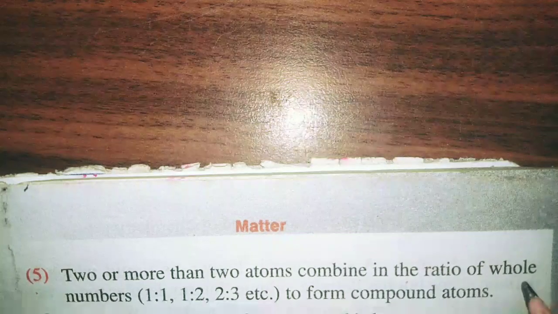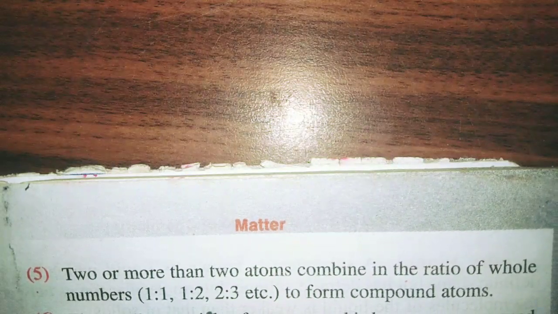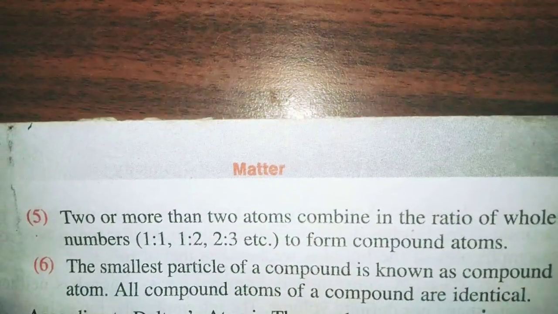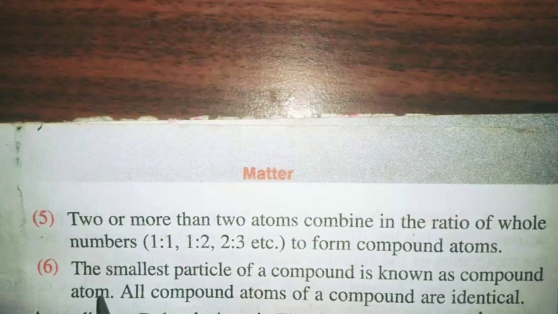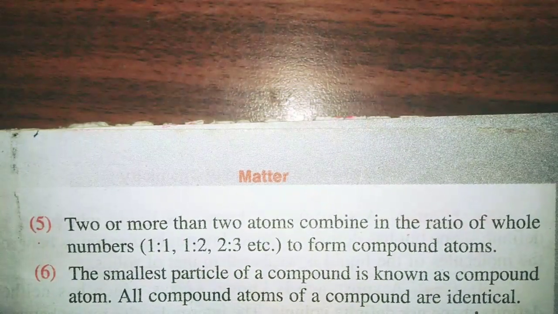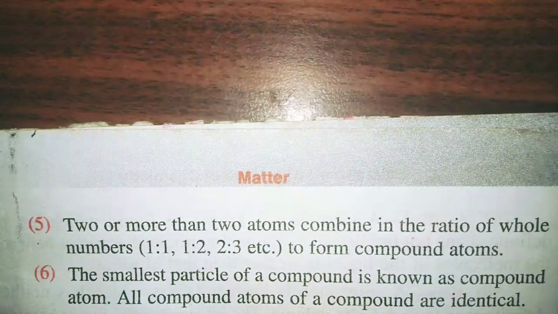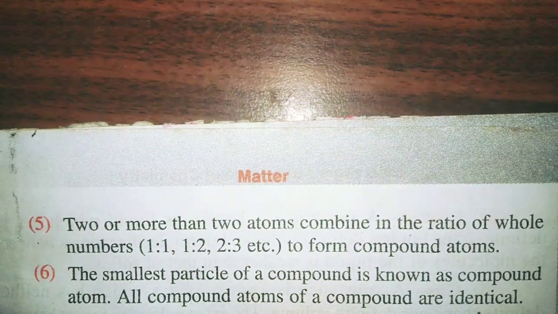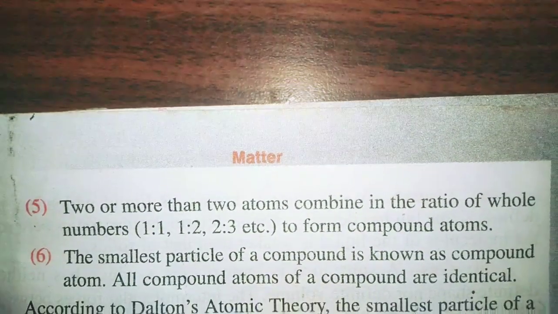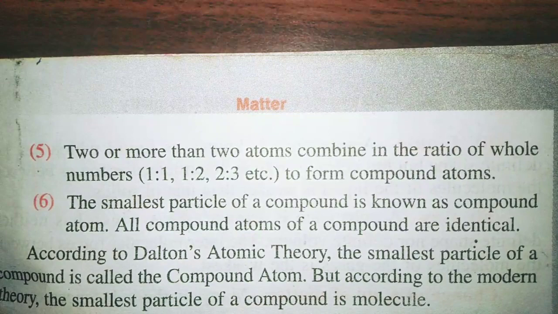Fifth, two or more atoms combine in the ratio of whole numbers, that is 1:1, 1:2, 2:3, etc., to form compound atoms. The next one is the sixth. The smallest particle of a compound is known as a compound atom. All compound atoms of a compound are identical. Now we will be dealing with some aspects according to Dalton's theory.